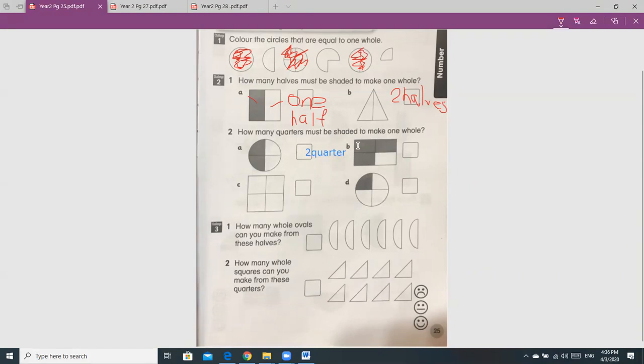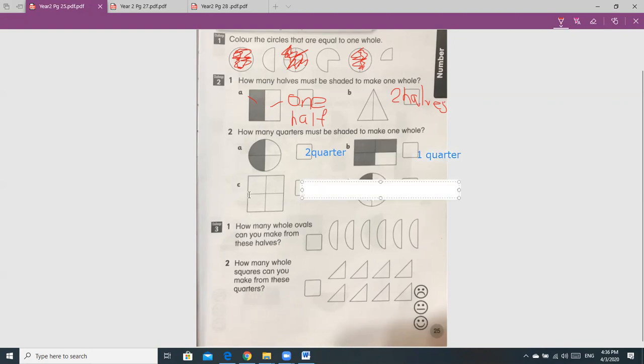Here, he colored for me 3. I need to color what to make a whole? I need to color this one. This one is what? 1 quarter. So I need to color 1 quarter to make a whole.